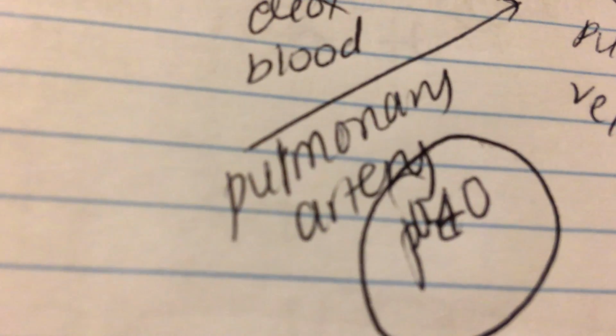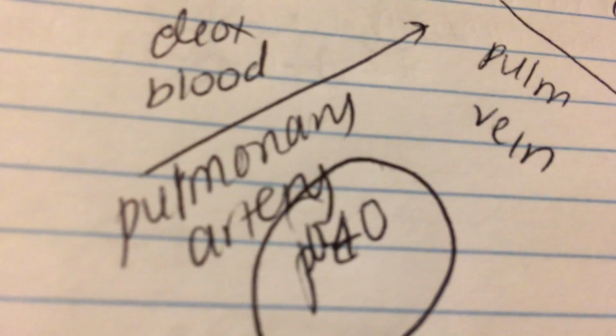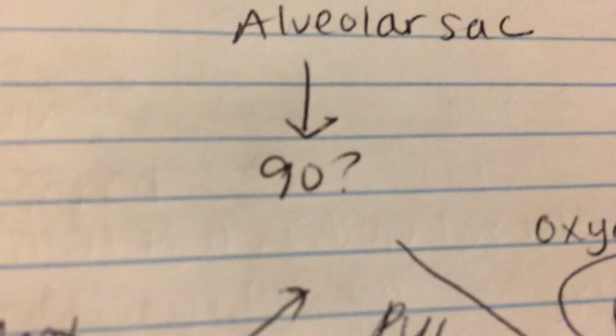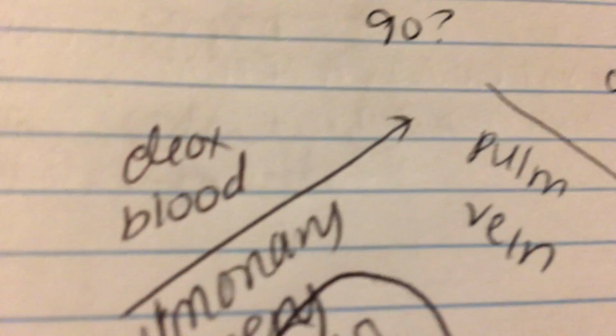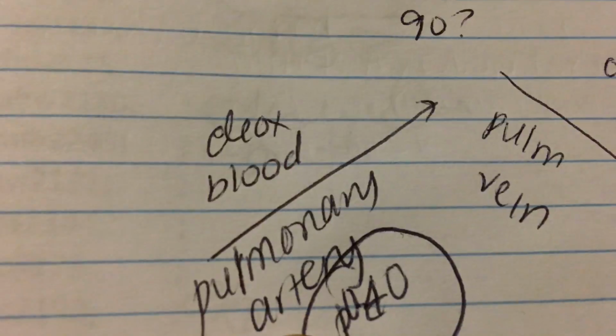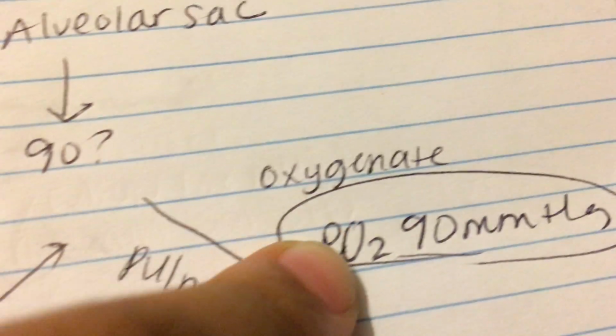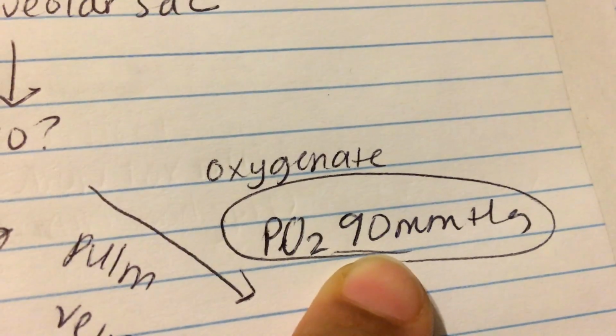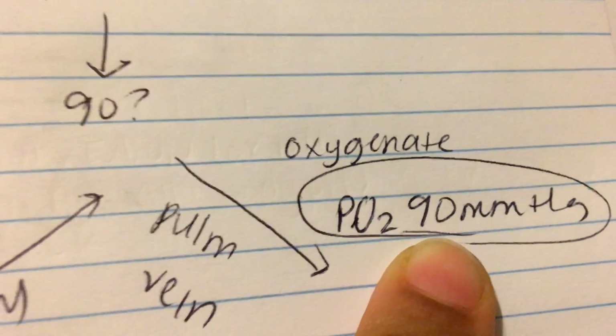So then what happens is the deoxygenated blood comes in through the pulmonary artery. The partial pressure of oxygen at this point is 40 millimeters of mercury. It goes into the alveolar sac, and it does still diffuse. So there's more partial pressure of oxygen here than here. So still, it would send oxygen over to the red blood cell until they reach the same number, which is oxygenated blood here. The partial pressure of oxygen is now 90 millimeters of mercury, whereas before it was 100.